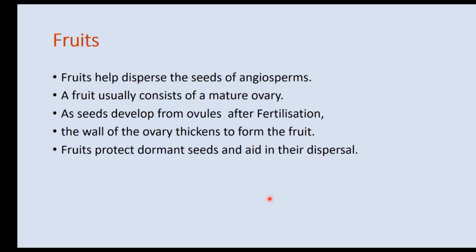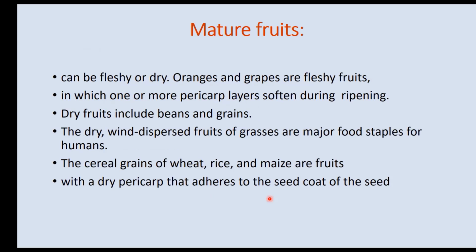When it comes to fruits, they help disperse the seeds of angiosperms. A fruit usually consists of a mature ovary, as seeds develop from ovules after fertilization. The wall of the ovary thickens to form the fruit, and the fruit protects dormant seeds and aids in their dispersal. Going forward, you will often hear about mature fruits, which can be fleshy or dry. Oranges and grapes are fleshy fruits in which one or more pericarp layers soften during ripening. Dry fruits include beans and grains, for example.